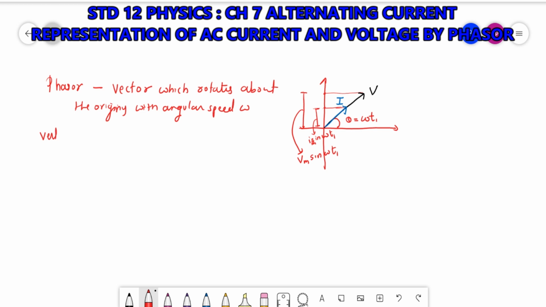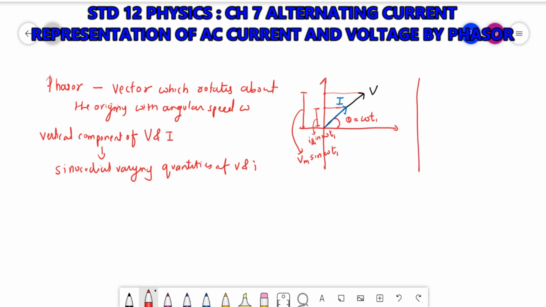So I can write it down here: the vertical component of V and I gives the sinusoidal varying quantities of V and I. If the angle theta is 90 degrees, then we get the maximum voltage Vm and maximum current Im.